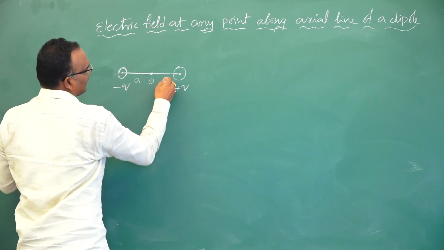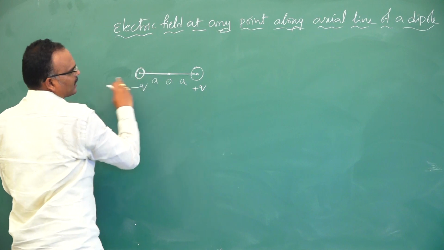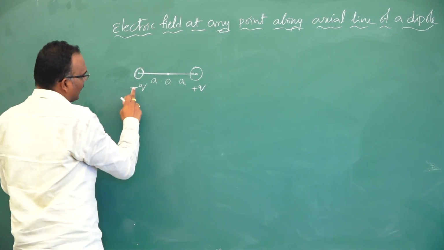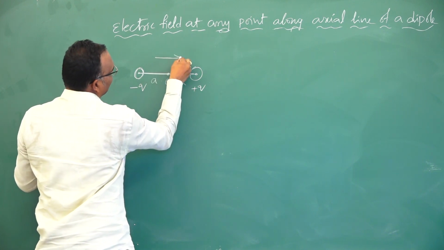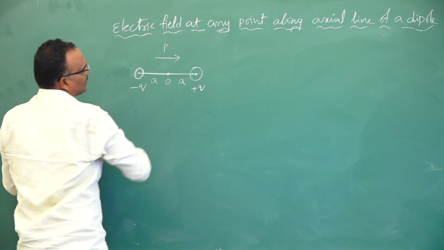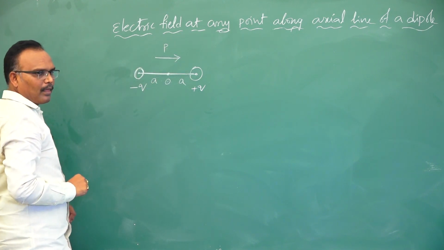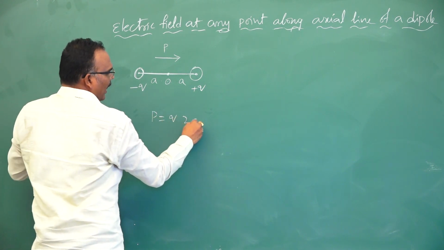This distance is say a. This distance is say again a. Length of the dipole is 2a. The direction of dipole moment is always from negative charge to positive charge. That's why I am representing it here. This is the direction of dipole moment of this given dipole. Dipole moment is q into 2a.